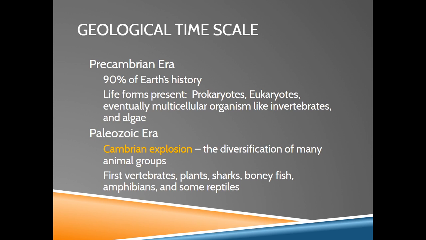You've got the Paleozoic era, which is the Cambrian explosion, the diversification of many animal groups. The first vertebrates, plants, sharks, bony fish, amphibians, and some reptiles. This was an era in which all of a sudden the diversity just happened to, bam, explode across Earth. There were all sorts of organisms. Maybe there were habitats and niches that opened up, with resources they all competed for, and slowly but surely they created their own populations, giving rise to some unique individuals.